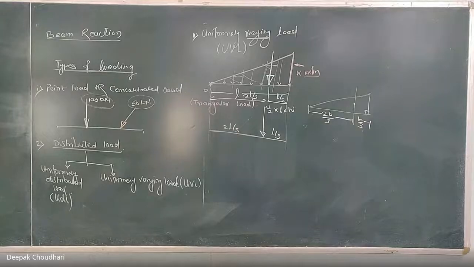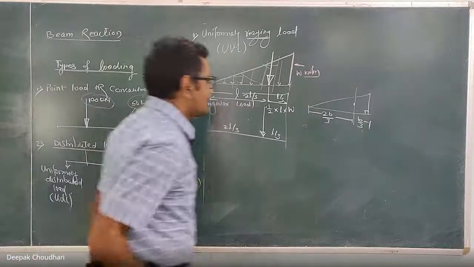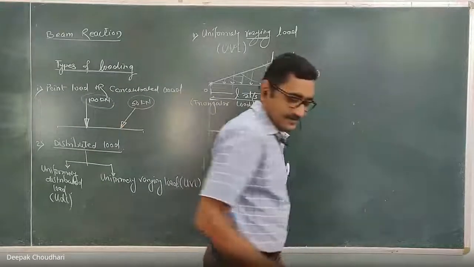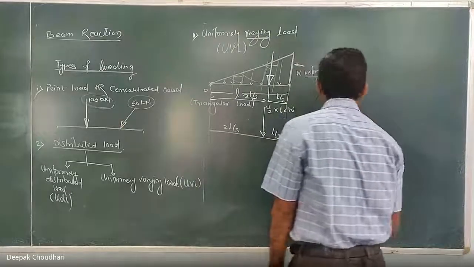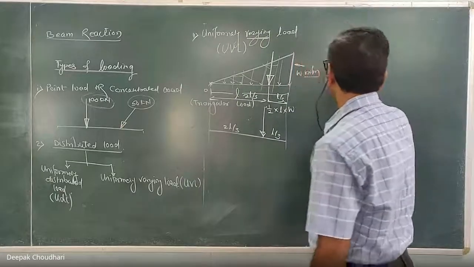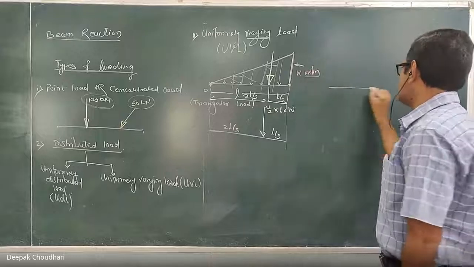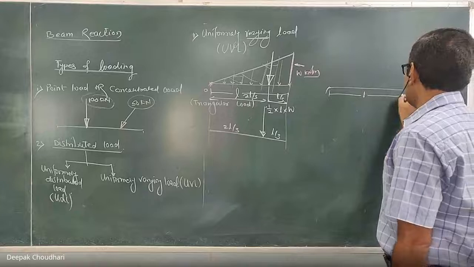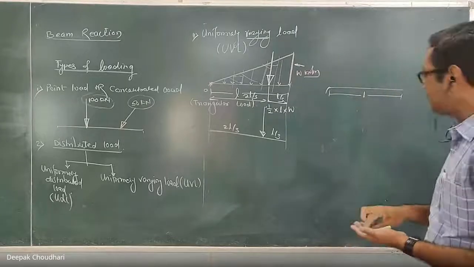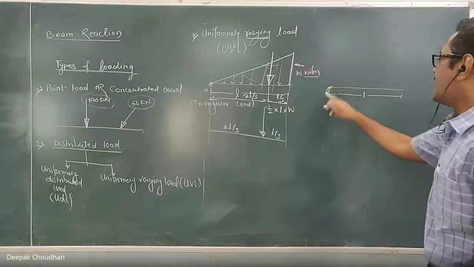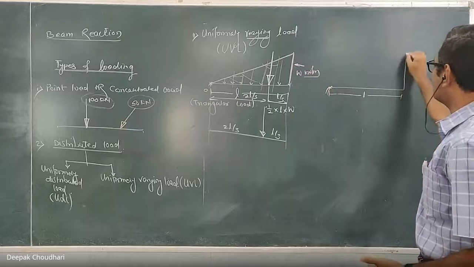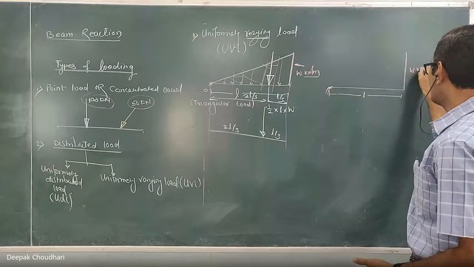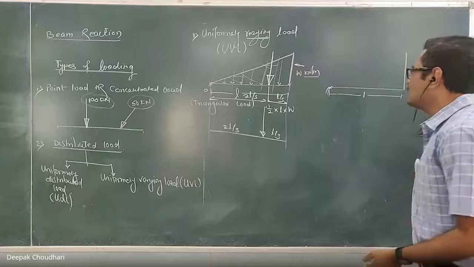Understood? Is that clear how to convert the UVL into an equivalent point load? Now next. Okay, I'm going to tell you the next type of load. Now suppose, idhar dhyan do. One load is spread over a length of L meter. Here, let the initial intensity be 0, and over this length the intensity becomes W kilonewton per meter.